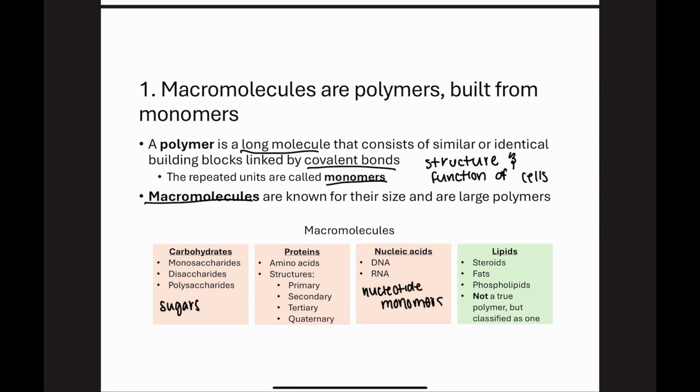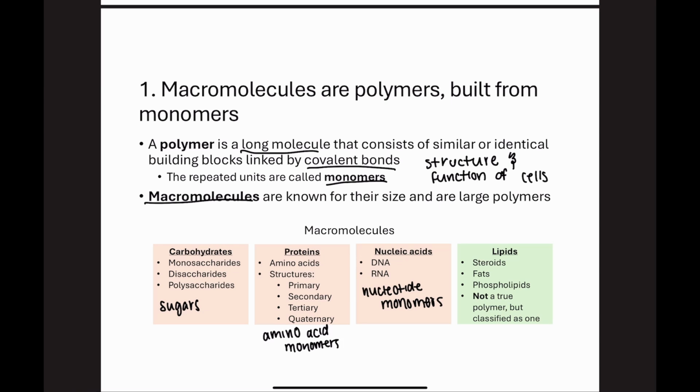And their function is to store and transmit genetic information, which means that they have an incredibly important role in protein synthesis. So in carbohydrates, we have monomers of sugars that come together to form more complex carbs. In proteins, we have amino acid monomers. And in nucleic acids, we have nucleotide monomers.